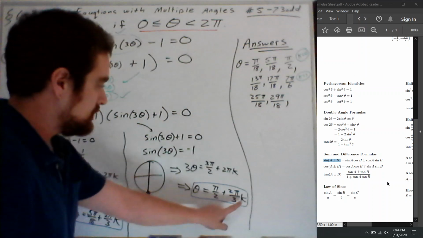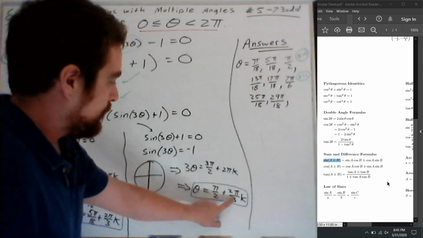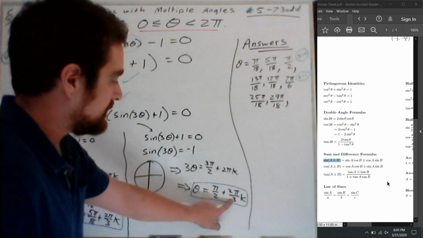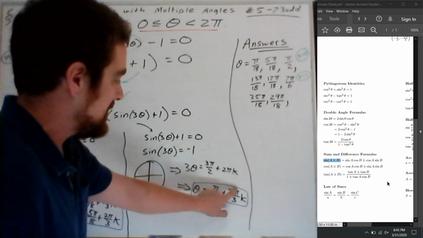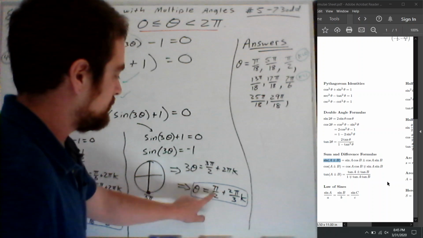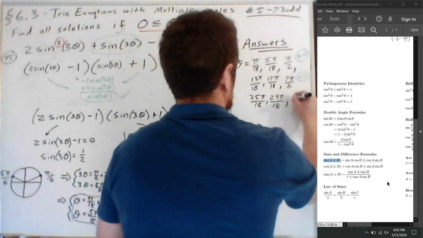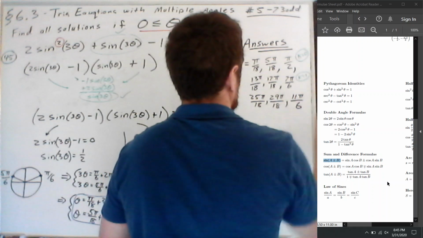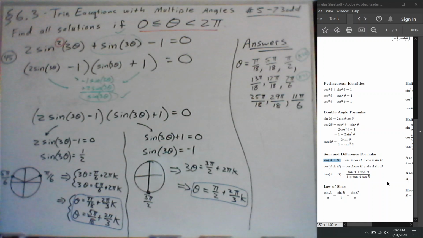And then last but not least over here, I need to double this. That's 4 pi over 3, but I need a common denominator of 6, so that's 8 pi over 6 plus 3 pi over 6. That's 11 pi over 6.